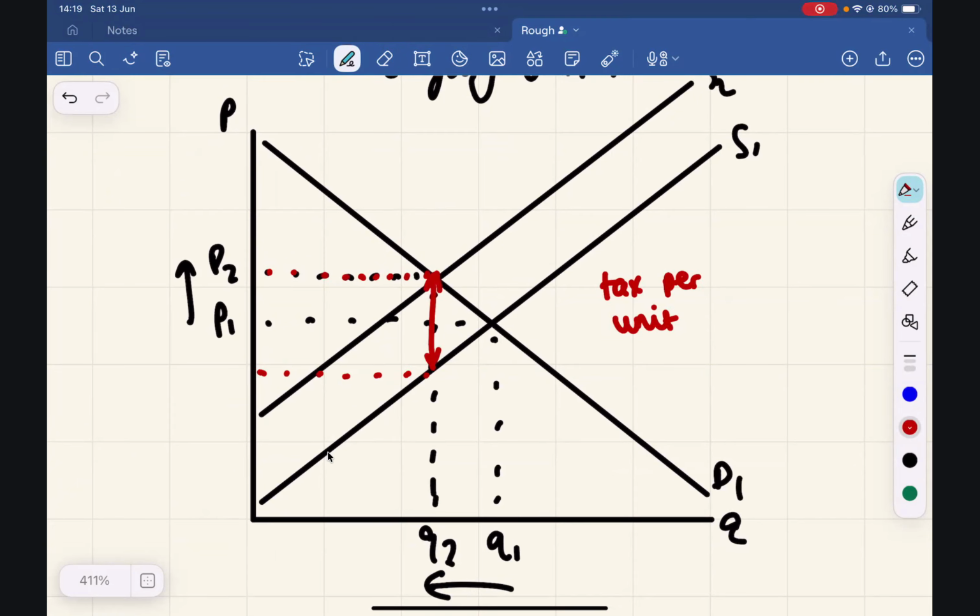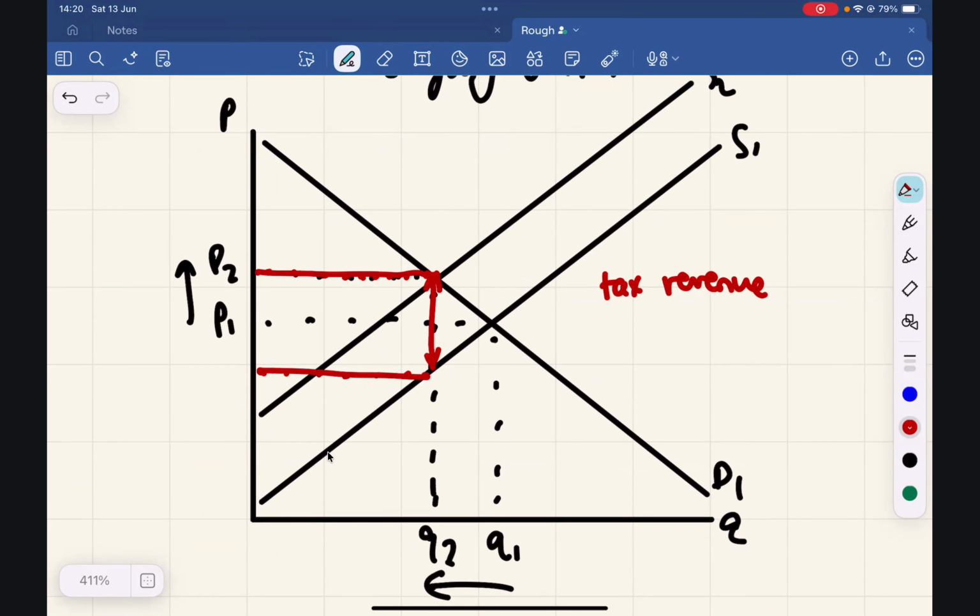Meaning that at Q2, that's the price they're having to charge now, whereas that's the price they were willing and able to charge before the tax. Now, this entire rectangle, make sure you start it at Q2, P2, this entire rectangle is the tax revenue.